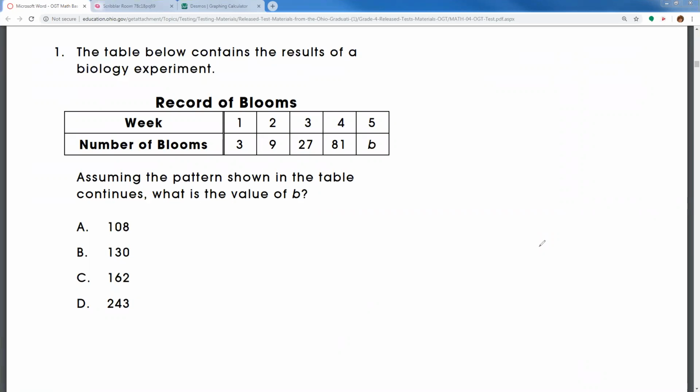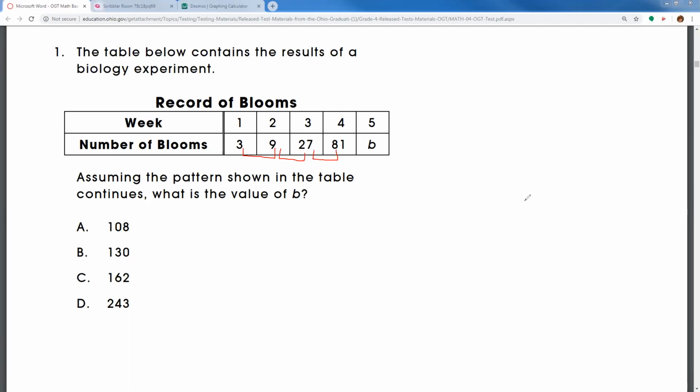So this one says the table below contains the results of a biology experiment, and it gives you the table with the weeks and number of blooms. Assuming the pattern shown in the table continues, what is the value of B? So whatever's going on from number to number, we want a similar pattern.